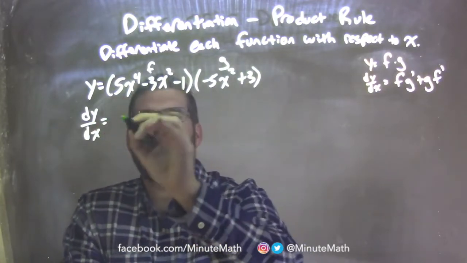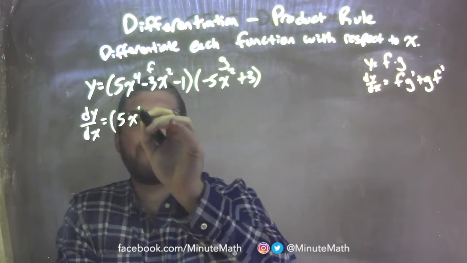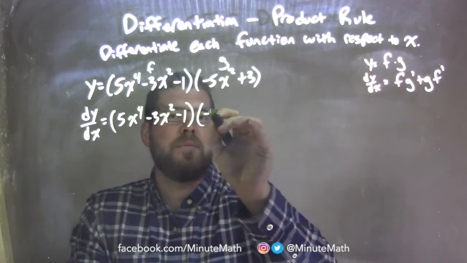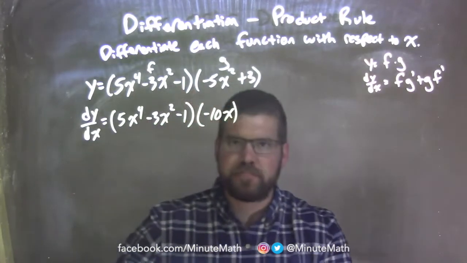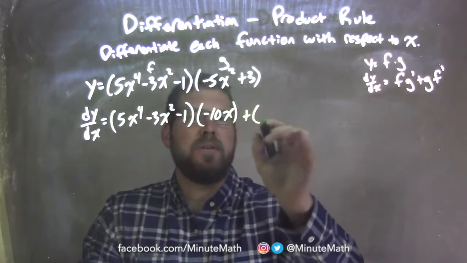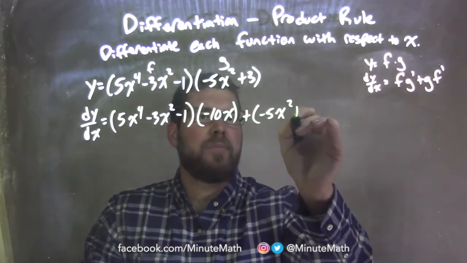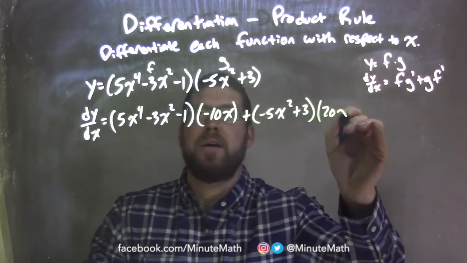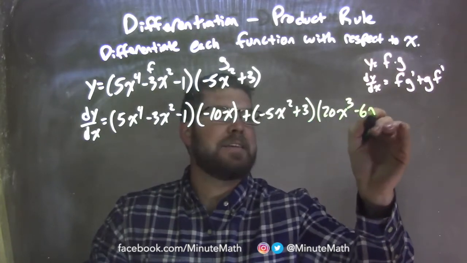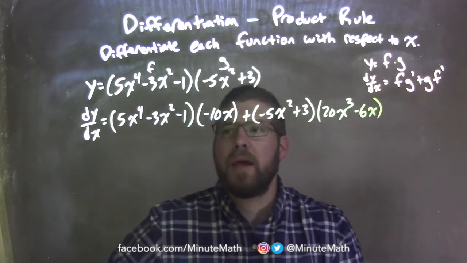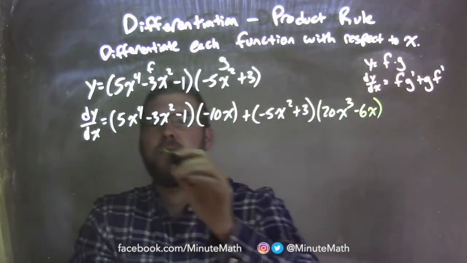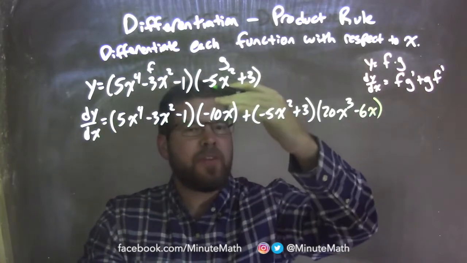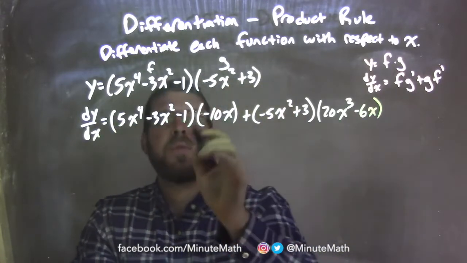Okay? Product rule states the first part, f, 5x to the 4th minus 3x squared minus 1, times the derivative of the second, which is 10x right there. Then we add the second part, g, negative 5x squared plus 3, times the derivative of the first, which is our f here, which is 20x to the 3rd minus 6x. Okay, so now I need to distribute. We've already taken our derivative, so here's the derivative where it exists. Now we need to simplify. At this point, the rest is just algebra.